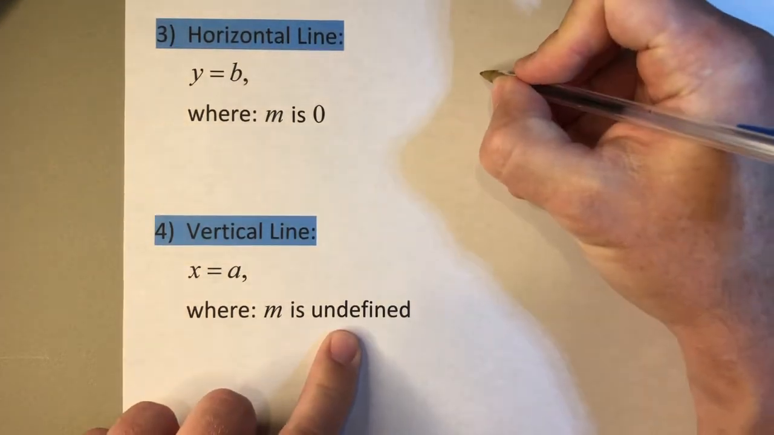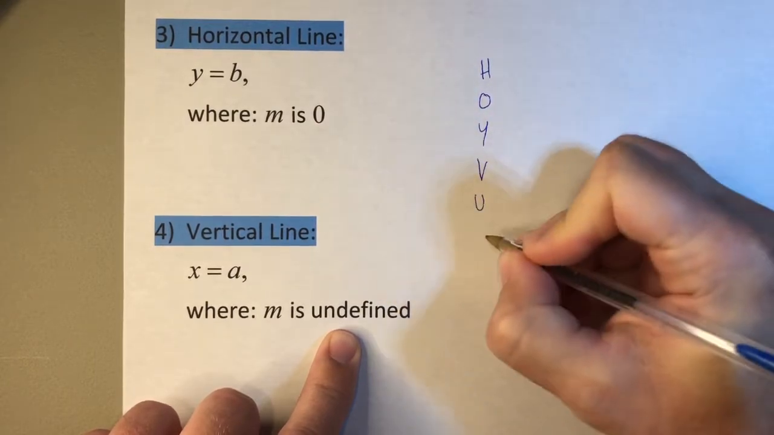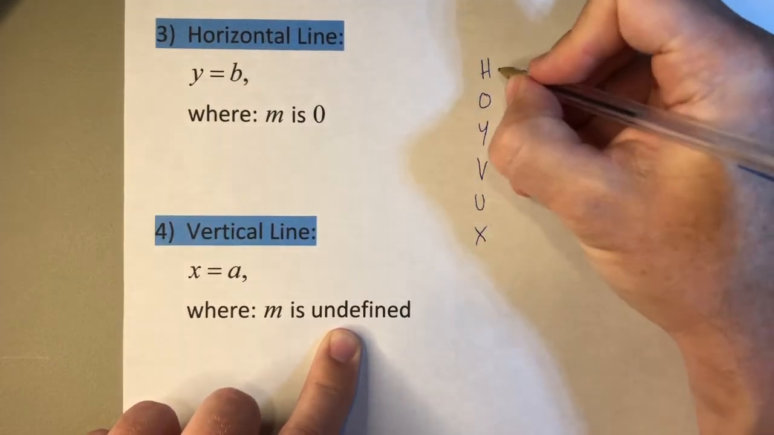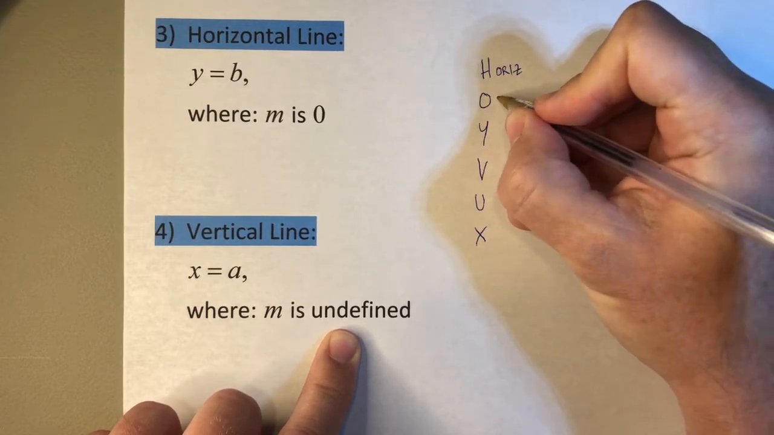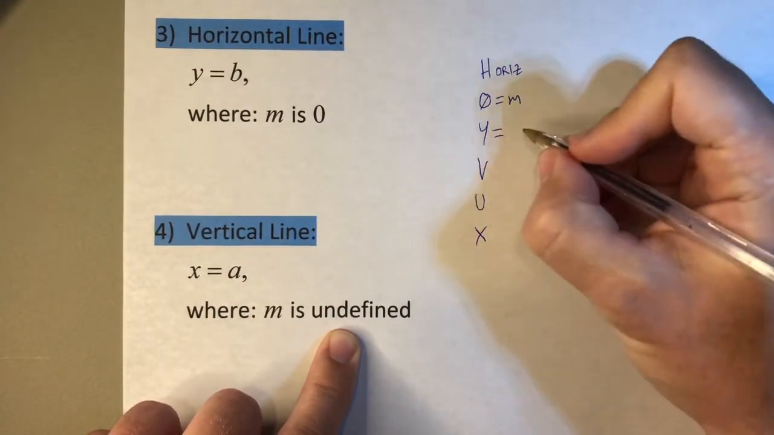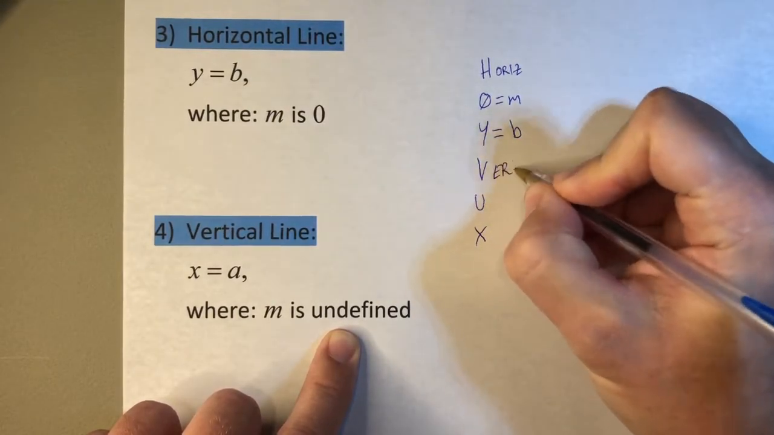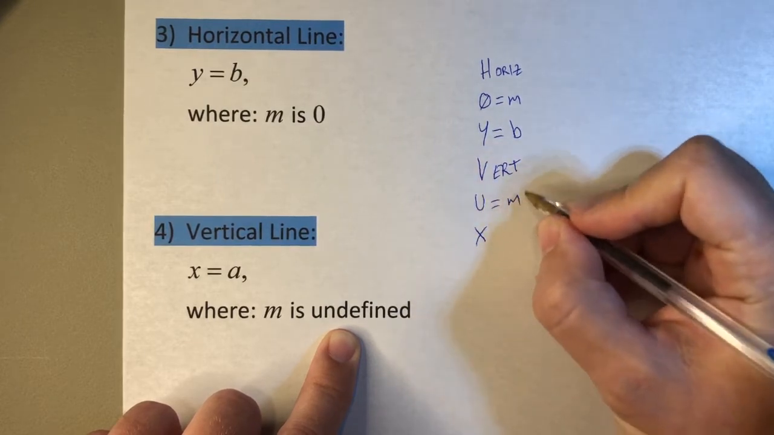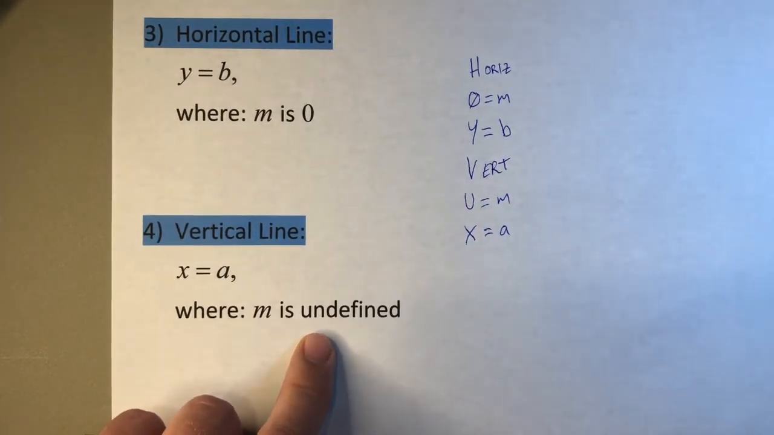Okay, a little acronym here to help you remember: HOY-VUX, HOY-VUX. H for what? H for horizontal lines. O is really not O, is it? O is really a 0. The slope is always 0, and it's always in the form of y equals a number. It could be any real number. V for vertical lines. U for what? The slope is undefined for vertical lines. And the equation of a vertical line is always x equals a number.